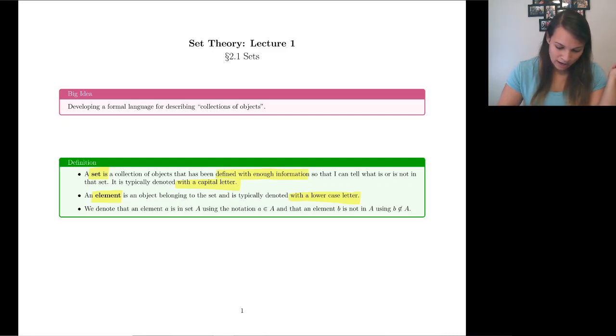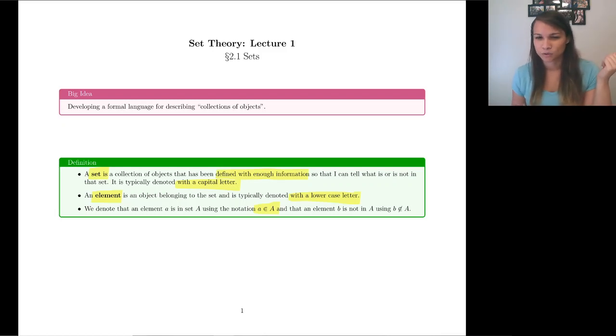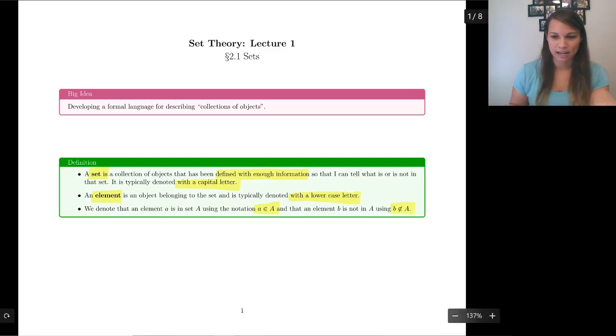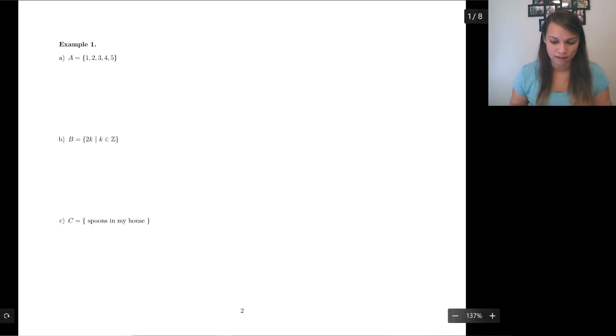So we say that an element is in a set A using that little backwards epsilon looking thing. And the element b is not in A by putting a slash through that little epsilon thing. Okay, let's look at some examples of sets, and discuss what is and is not in them.